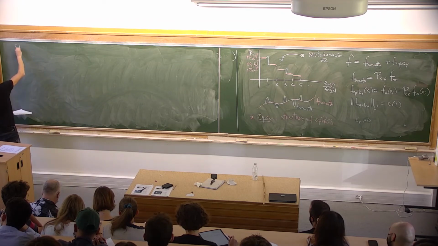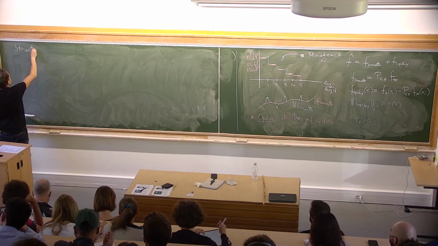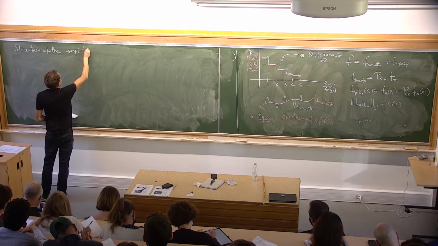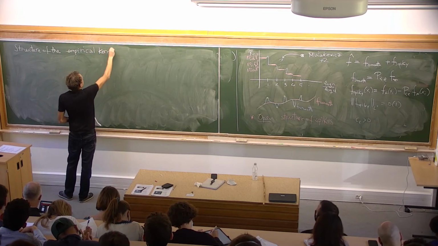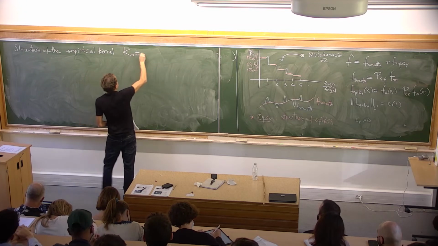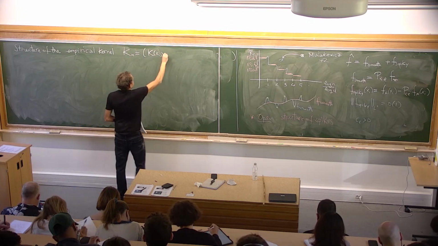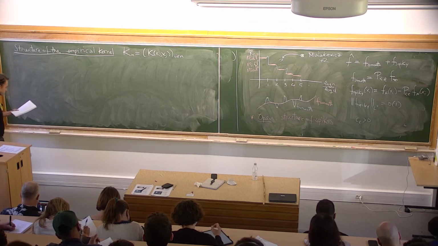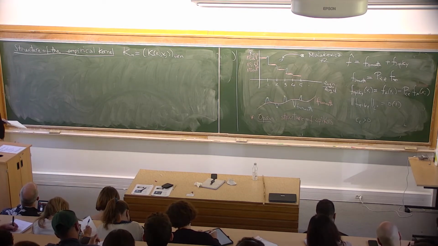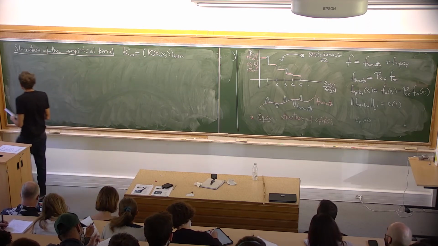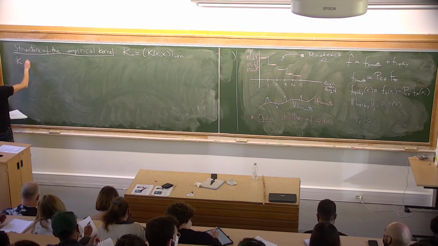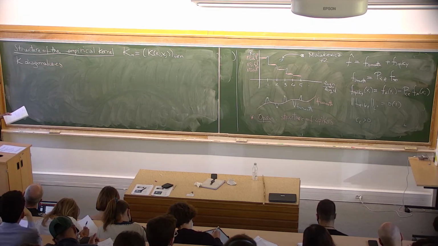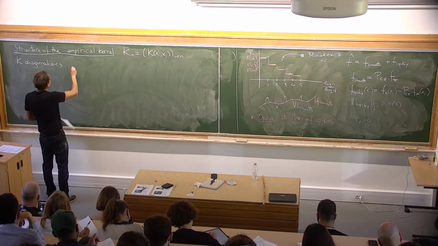Okay, so what I want to describe is a little bit the structure of the empirical kernel, that is Kn. So first of all, let's look at the population kernel K. Since it's an inner product kernel, K diagonalizes. We saw already that K can always be diagonalized, but in this case it diagonalizes in the basis of spherical harmonics.